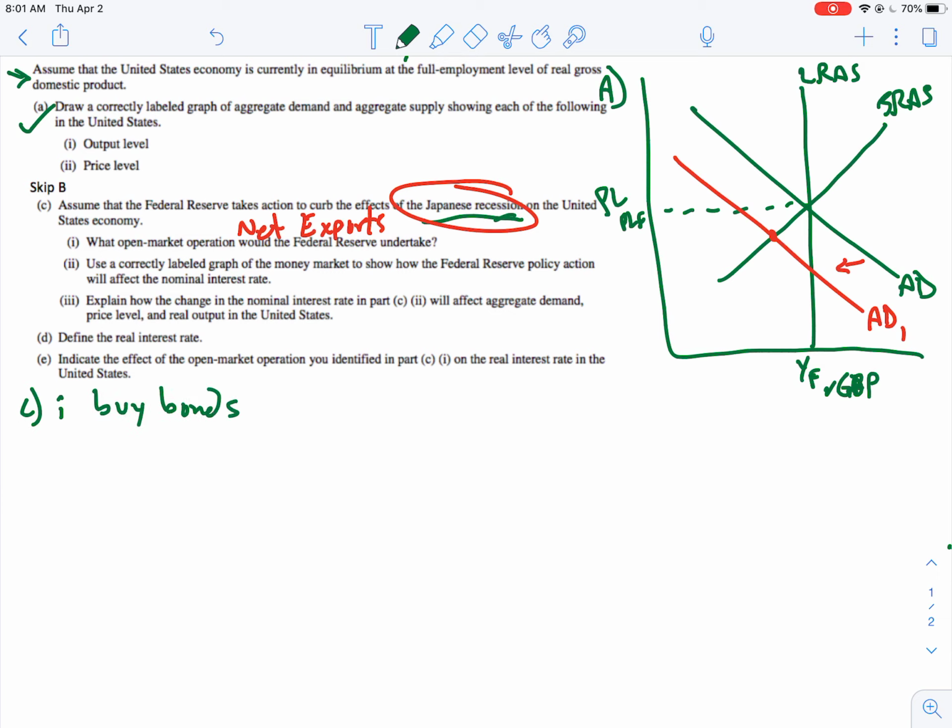All right, so back to green. Okay, define real interest rate. So real interest rate is the nominal IR adjusted for inflation. Easy enough. You could define interest rate as the price of money if you want to, but you don't actually have to. Okay, now last, part E, indicate the effect of the open market operations on the real interest rate in the United States.